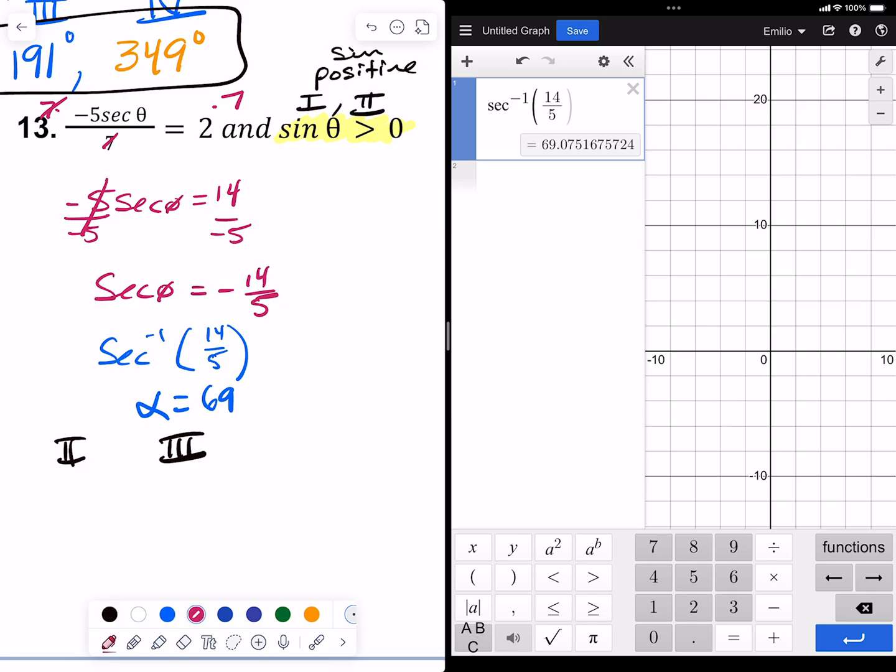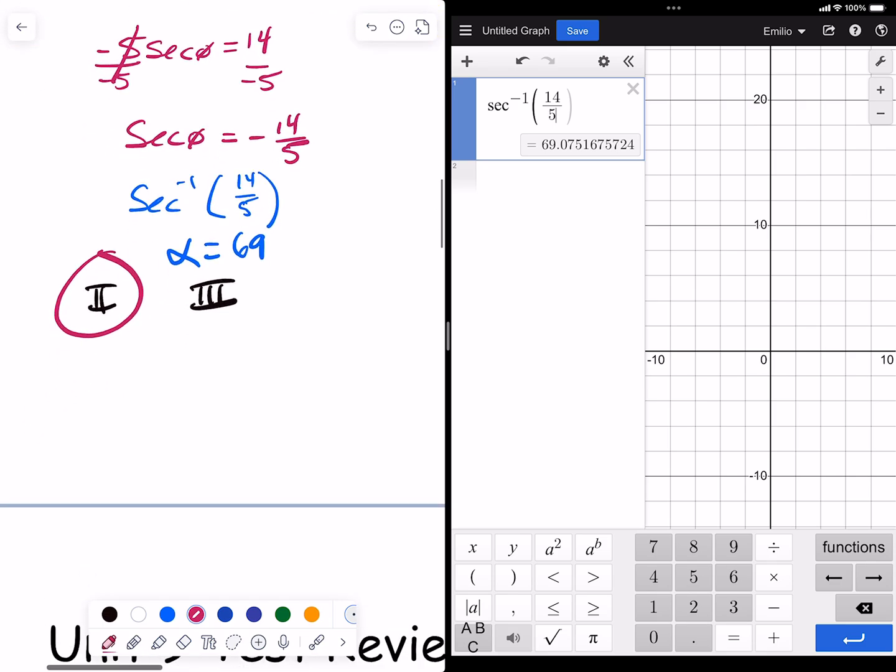So we'll notice that they are both true in quadrant 2. That's what we want. So using the reference angle, we only want quadrant 2. So we're going to do 180 minus 69. So then that's going to give you, what number is this?